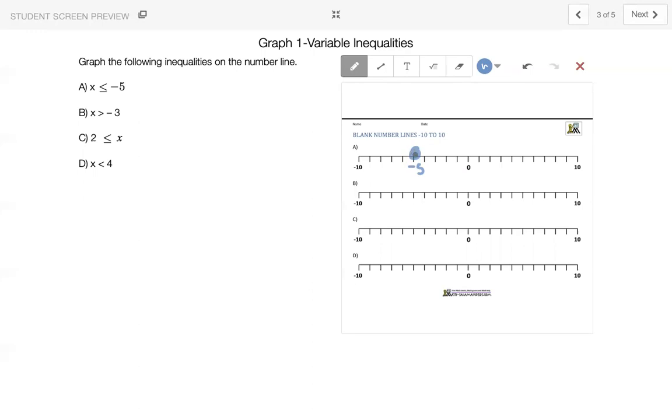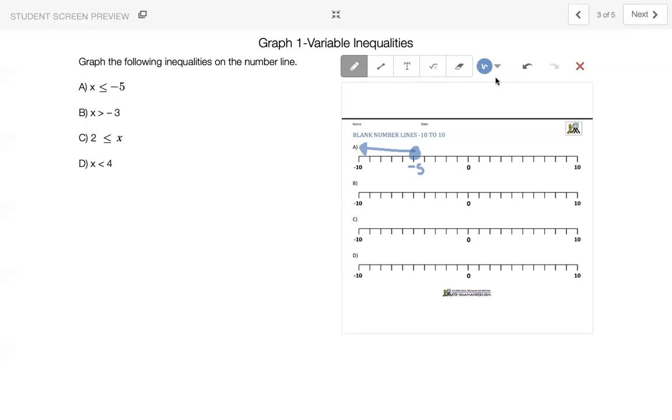Now, once we know that we close it, the last step is to draw an arrow to indicate all of the numbers that are less than or equal to -5. So it's less than, to the left. So we're going to point it to the left. So now we're drawing it in. So this is a graph showing that all my numbers are less than or equal to -5. Any number less than -5. And that's it. That's our solution.